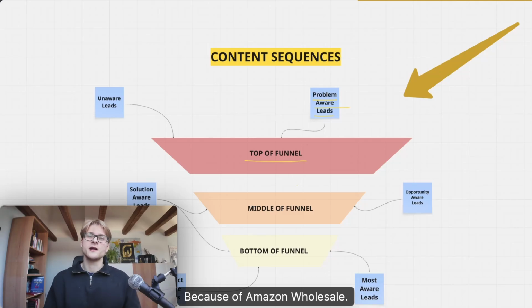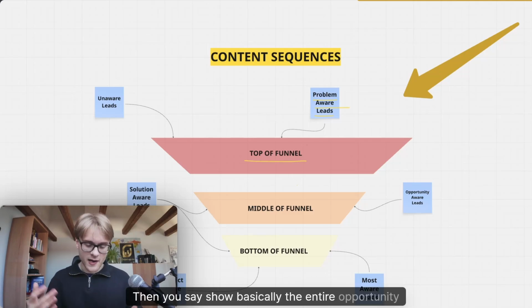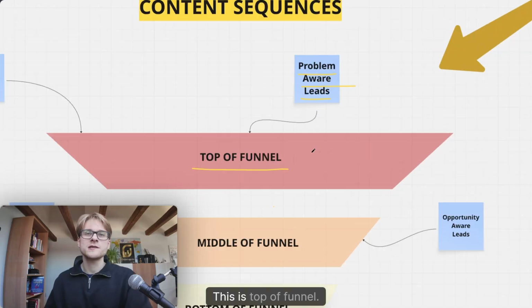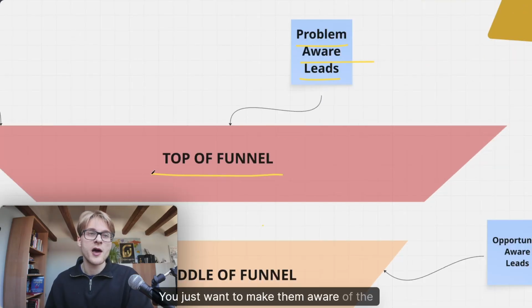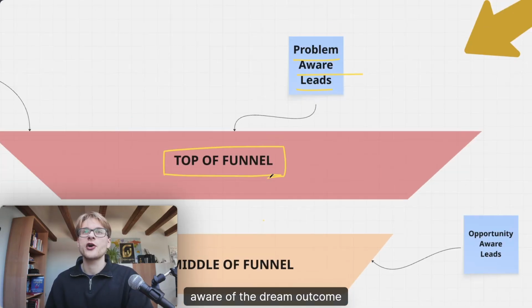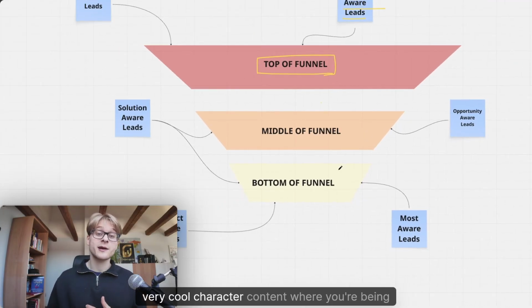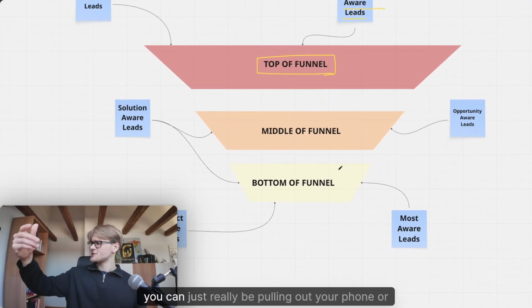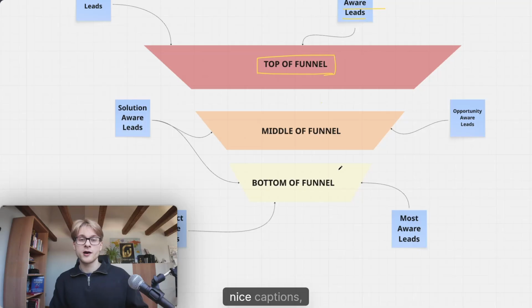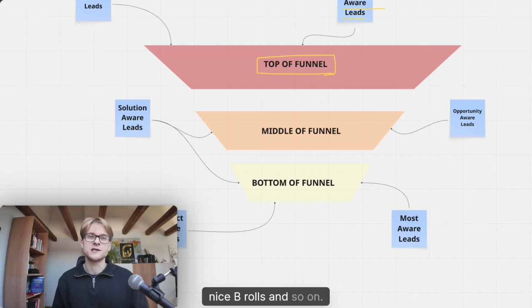Because of Amazon wholesale. And then you show basically the entire opportunity and so on. This is top of funnel content. You just want to make them aware of the opportunity, aware of the dream outcome, and not more. Okay, and this can be very, very cool character content where you're being yourself. You can just really be pulling out your phone or nice captions, nice B-rolls, and so on.